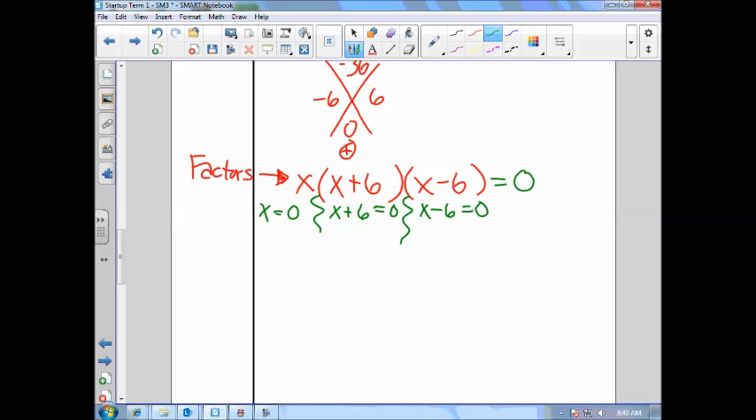Inverse operations. Amy, help me out with this one. This one's done, right? X is already 0. But Amy, how do we do this one? The inverse operation of adding 6 is to subtract 6 on both sides. We get x equals negative 6. If you haven't done the third one, go do the third one, solving for x. Good. And box up all 3 of those, please.